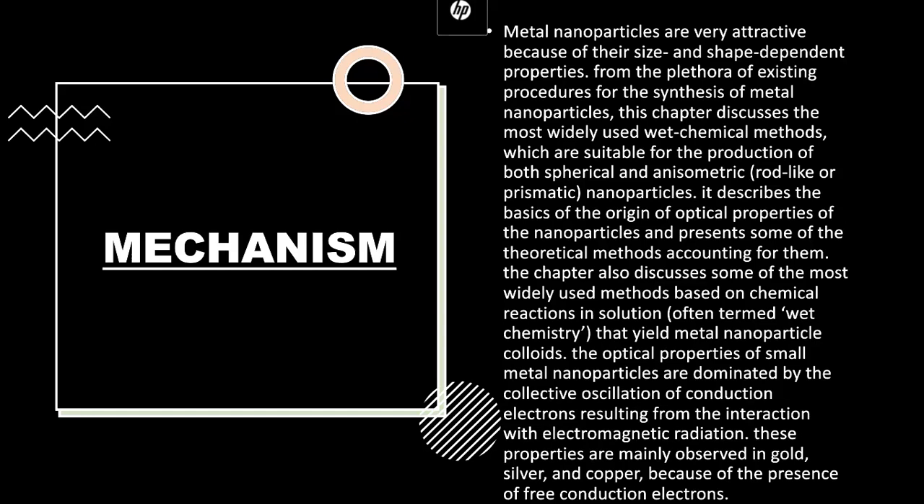The optical properties of some metal nanoparticles are dominated by the collective oscillations of conduction electrons resulting from the interaction with electromagnetic radiation. These properties are mainly observed in gold, silver, and copper because of the presence of free conduction electrons.